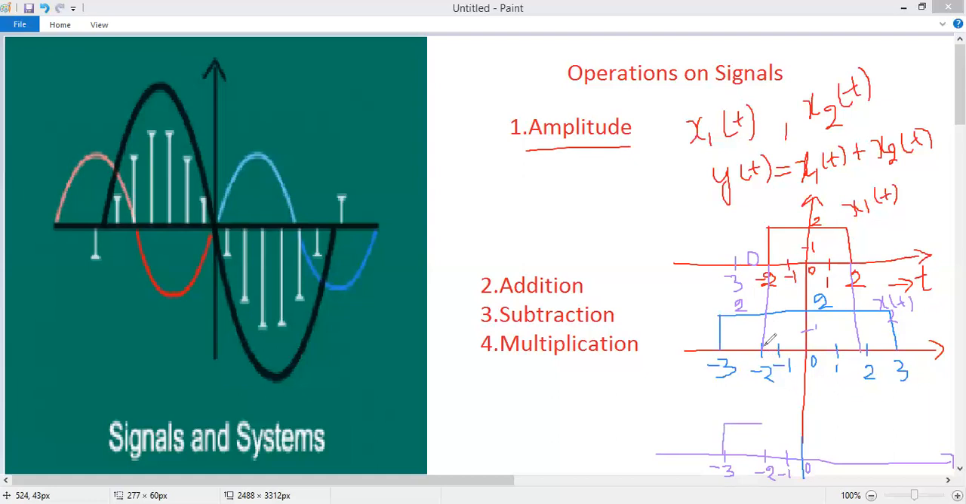So from -2 to 0, signal x1 amplitude is 2 and signal x2 amplitude is 2. So this is the 2 and this is the 2. This 2 plus this 2 will get a 4. 2 plus 2 is a 4. Up to this point, this amplitude is 2 and this amplitude is 2. Up to 2, this is 1, this is 2 and this is 3. So up to 2, we have an amplitude of 4.